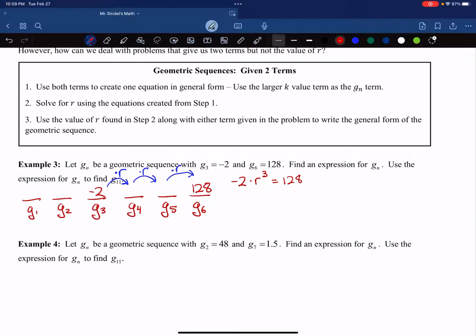Now I've set up an equation, which is what part 1 was asking us to do up here. And now we're going to do step 2, which is to solve for r. To solve for r, I'm going to get rid of this -2 on both sides. I'm going to say divide by -2. I don't need to write that. You know that I'm dividing by -2.